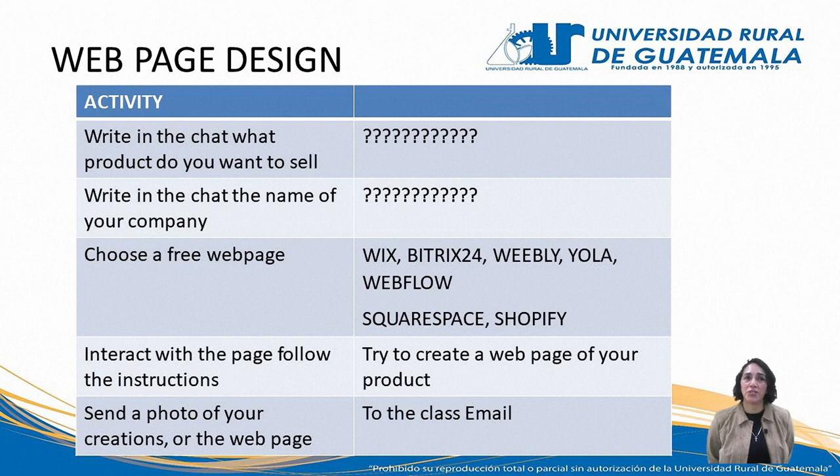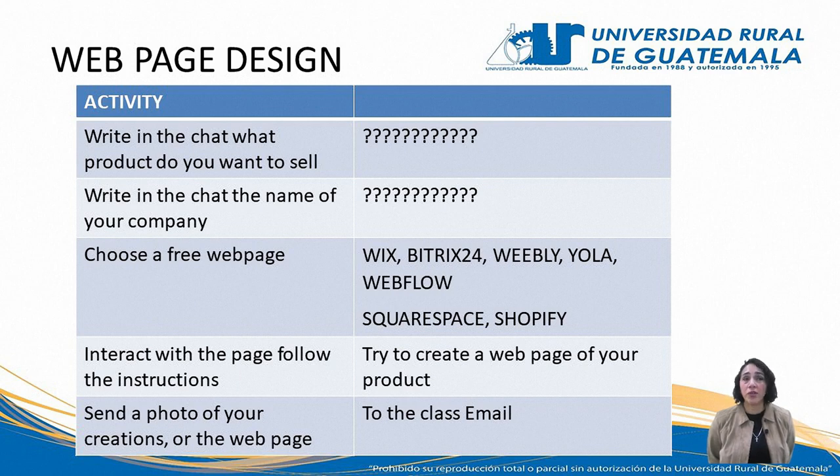Okay, number 3, we're going to choose a free web page. Remember that we have Wix, Bitrix24, Weebly, Yola, Webflow, Squarespace, or Shopify. So choose one of these. So we have the idea, we have the name of our company, and we're going to choose a free web page to build our web page. Interact with the page and follow the instructions. So you have to try to create a web page of your product. You have to put some pictures, some videos, or products. Just search for pictures or images on the internet.